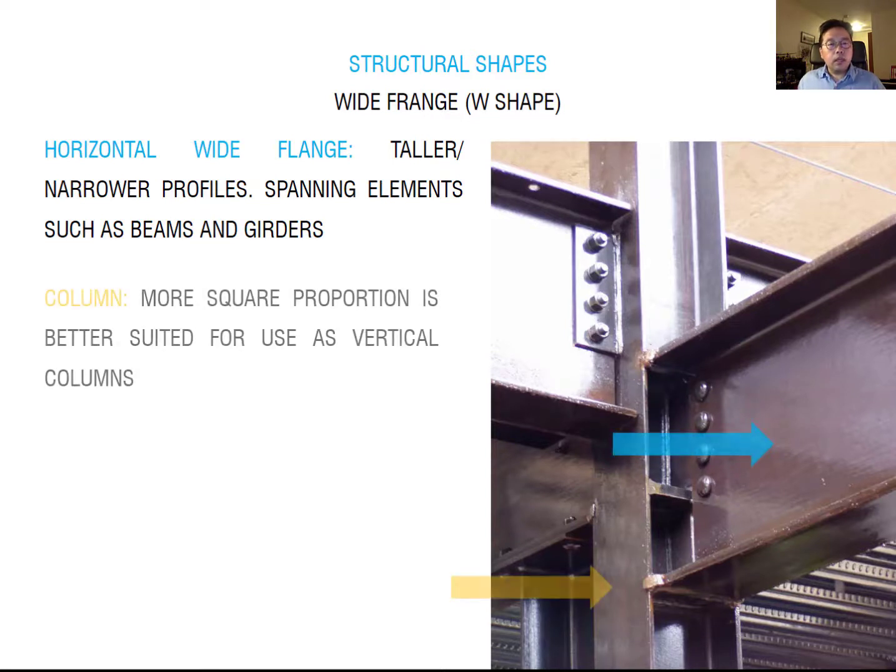It is also used as the vertical structural member, which is the column. When using a wide flange for a column, it is usually a more square shape. It's more square in proportion, and better suited for use as a vertical column. So remember, for the horizontal member, the more efficient way is using the taller and narrower profile, and the column is more efficient using the square proportion.